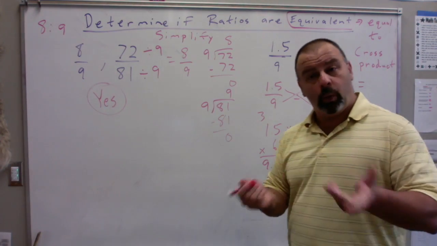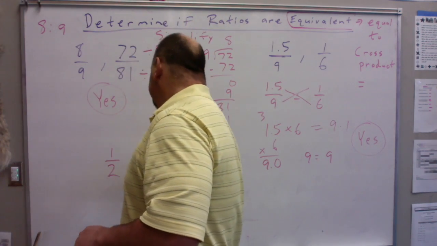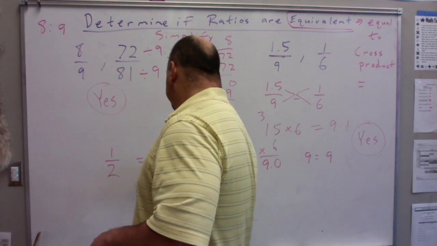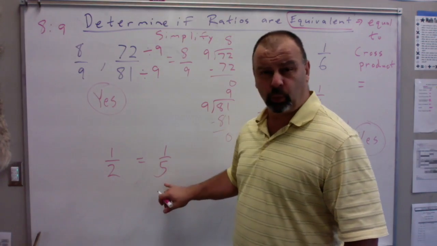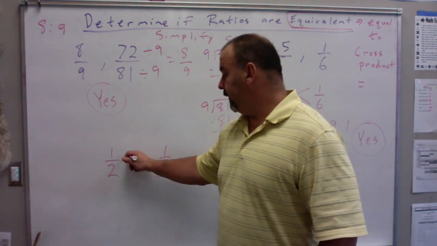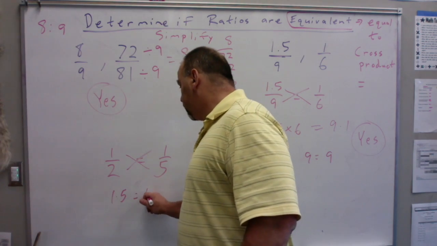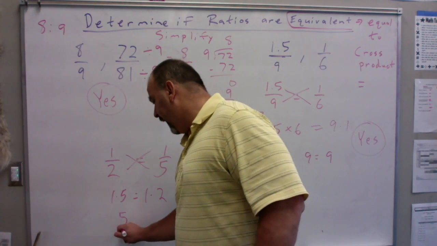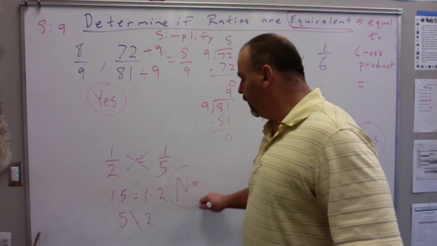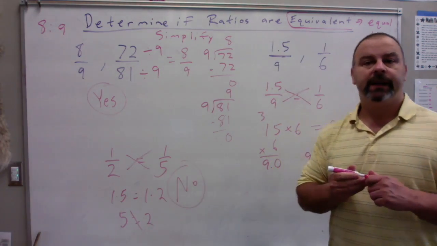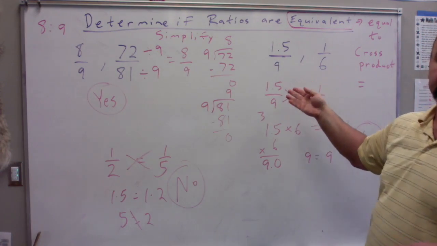So I was going to give you one that wouldn't be equivalent. It would be like 1/2 is equal to 1/5. Are these two equal? Is a half of a pie equal to 1/5 of a pie? No. And if I did the cross product, I'd get 1 times 5 equals 1 times 2. 1 times 5 is 5. 1 times 2 is 2. Are these equal? No. So therefore, those two would not be equal to each other. So that's how we determine if the ratios are equivalent to each other.